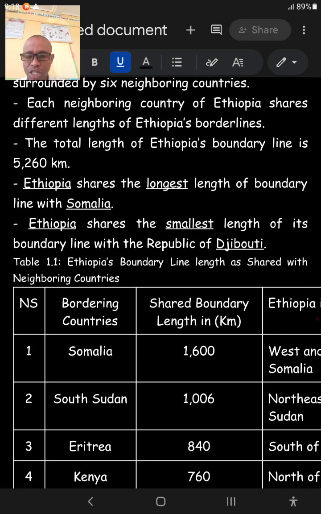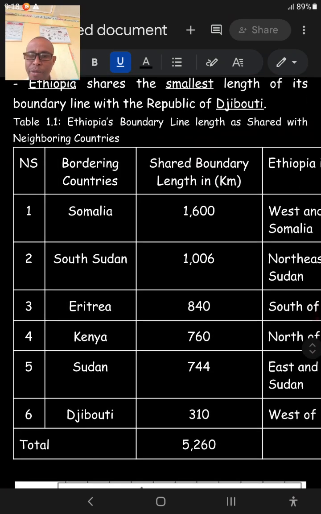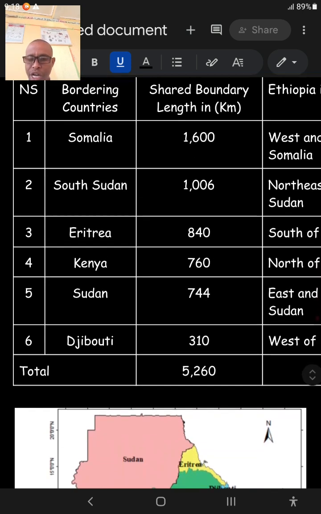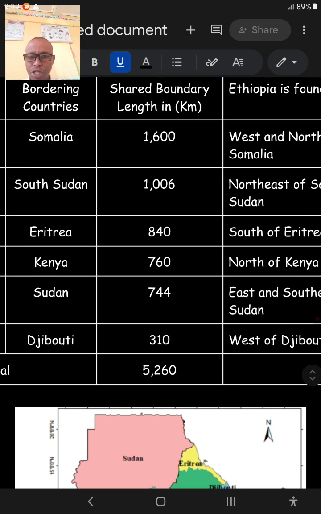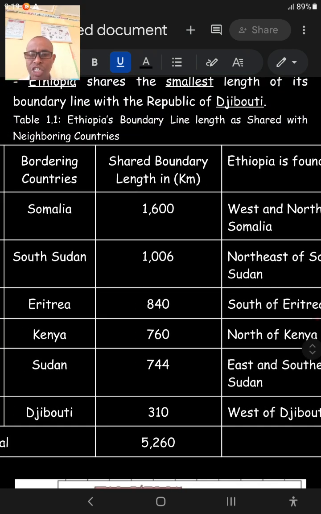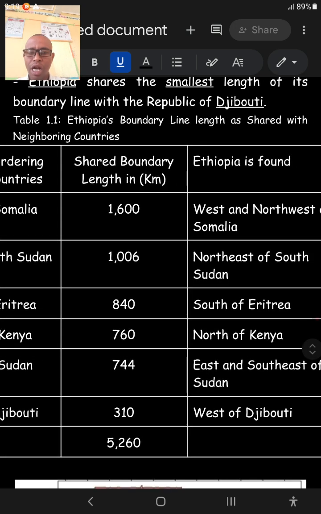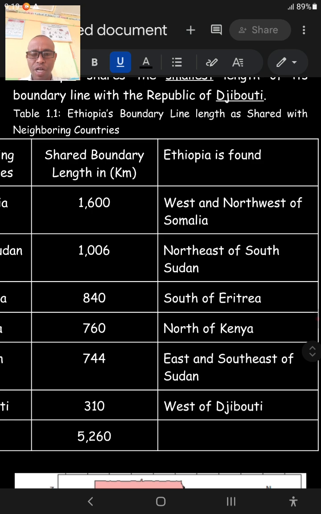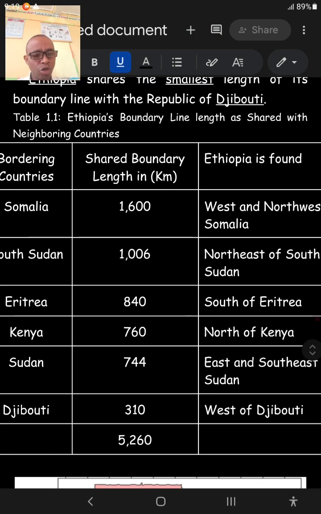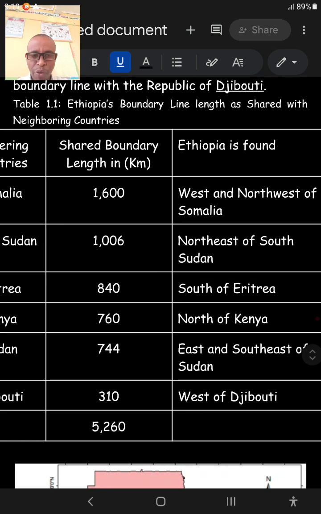Ethiopia shares the longest boundary line with Somalia, which is, as I mentioned, 1,600 kilometers. As I said, the neighboring or bordering countries of Ethiopia are: first Somalia, South Sudan, Eritrea, Kenya, Sudan, and Djibouti. These are the neighboring countries. Example, Somalia shares 1,600 kilometers, and it is found southeast of Ethiopia. So when you see the location of Ethiopia in relation to Somalia, Ethiopia is found west and northwest of Somalia. You have to know this one.